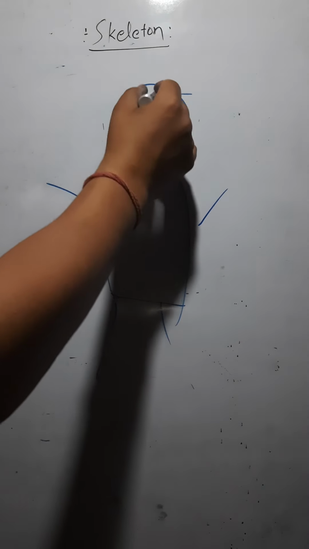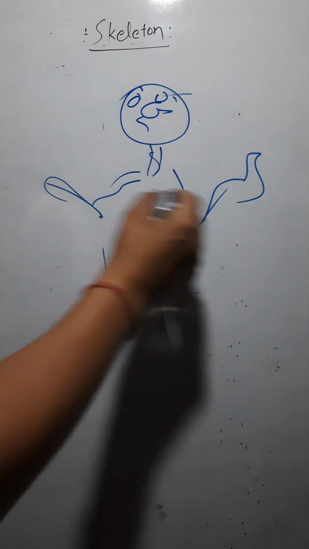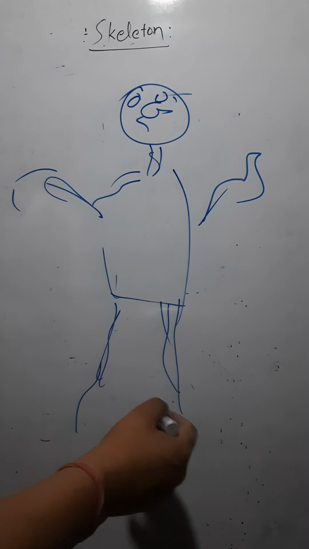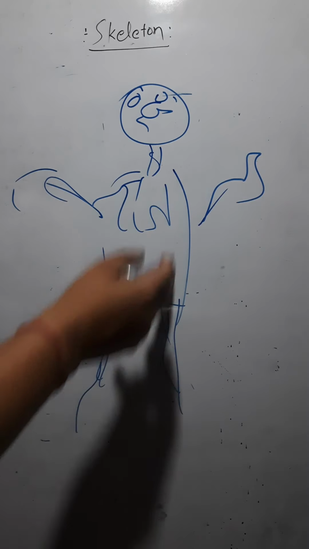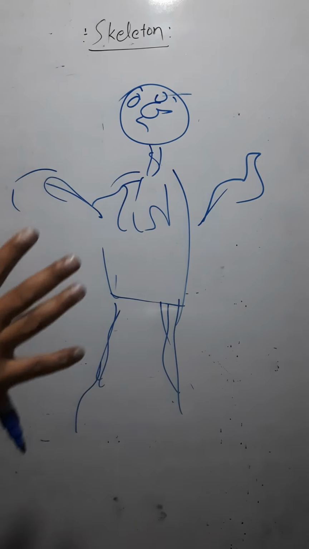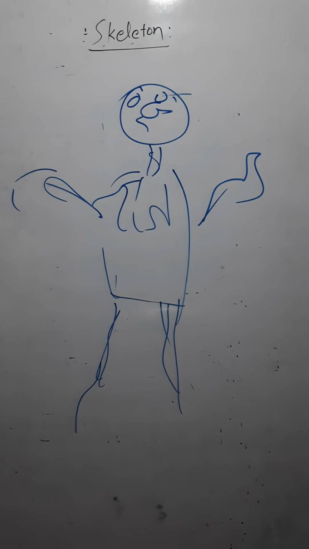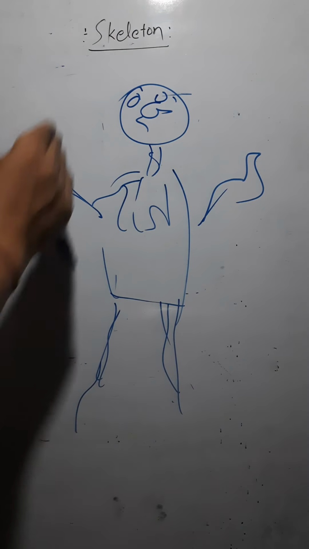Only the bones. You have bones everywhere: hand bones, the wrist bones, knee bones, bones in your leg. This is the rib cage, and here also you have bones. So you would be getting a structure of bone, or I can say a framework of the bone, isn't it?